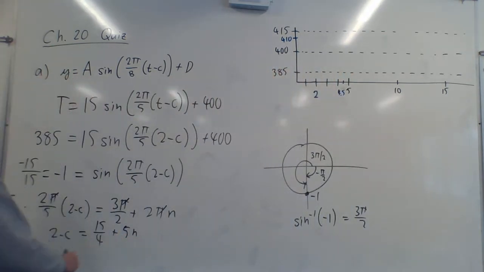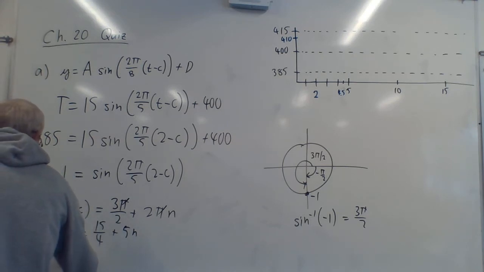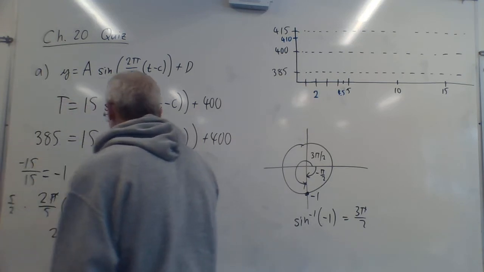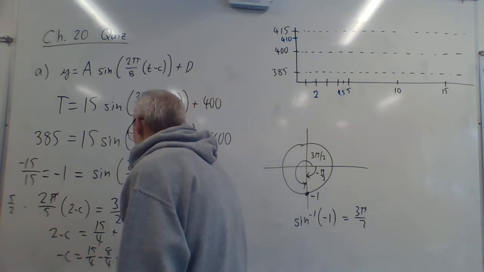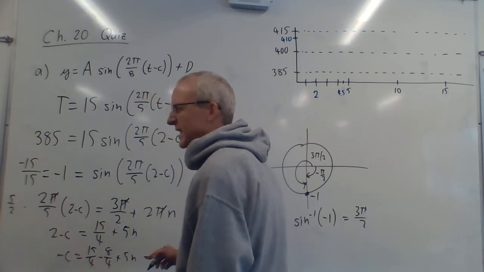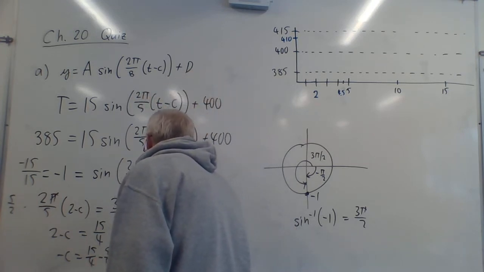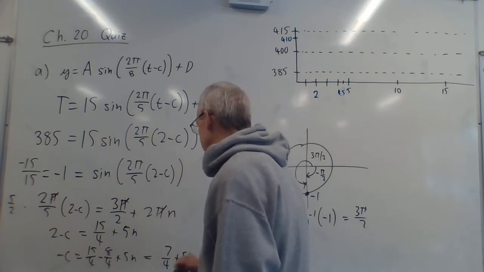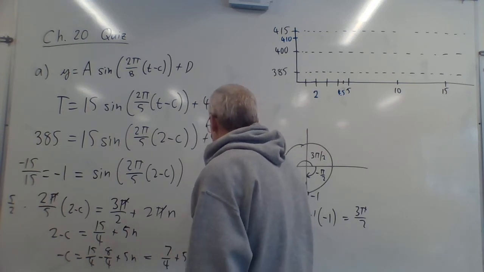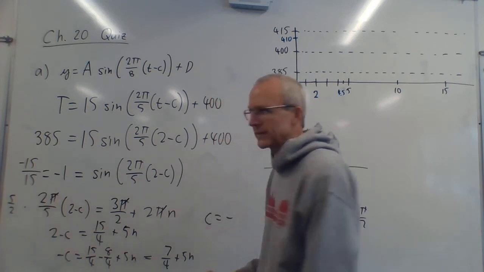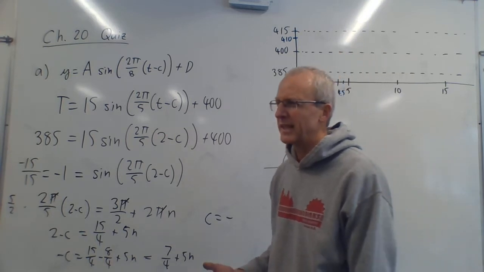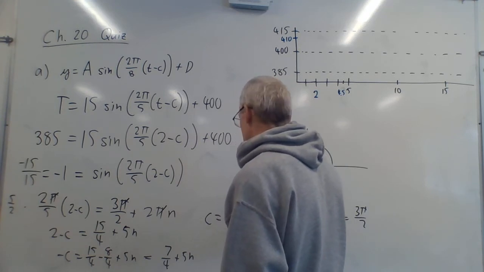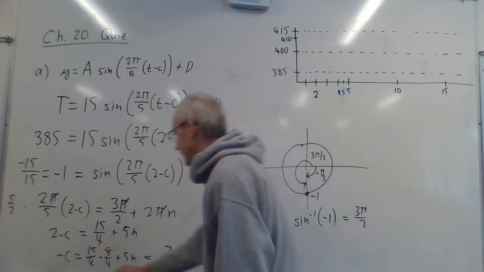Well, now we subtract 2 from both sides. 2 is 8/4, so negative c is 15/4 minus 8/4 plus 5n. Or c, okay, which is what? 15/4 minus 8/4 is 7/4. So 7/4 plus 5n. Or c is the negative of this. Right, that's negative c. So finally, I'll write it right here. C is equal to negative 7/4, I like decimals. 7/4 is actually pretty good. But that's also 1.75, right? 1 3/4. So c is negative 1.75 plus or minus 5n.